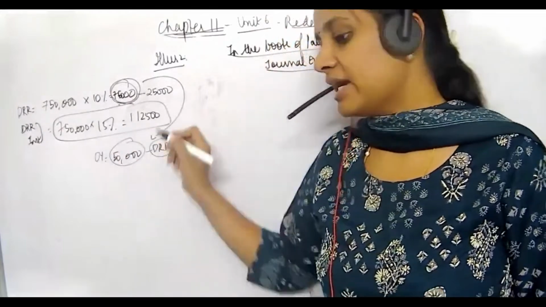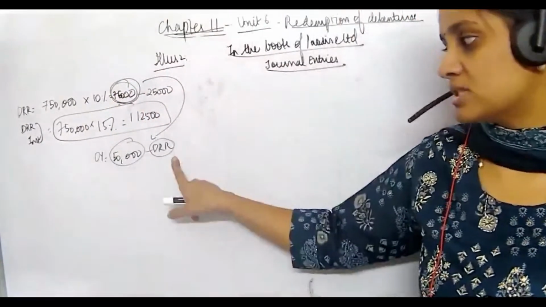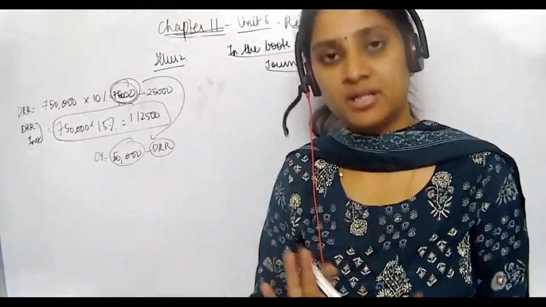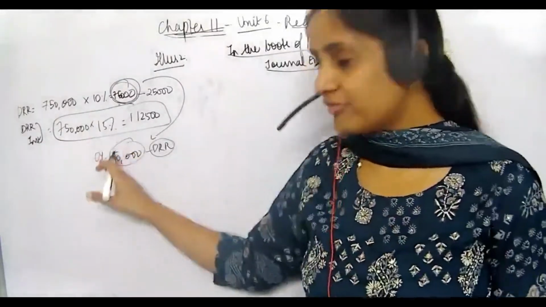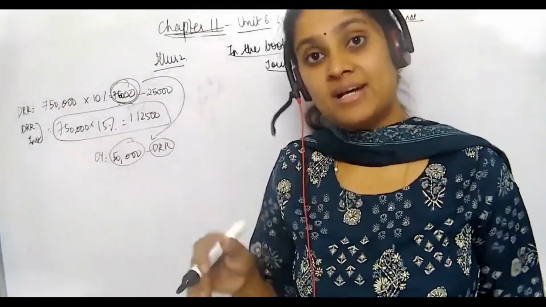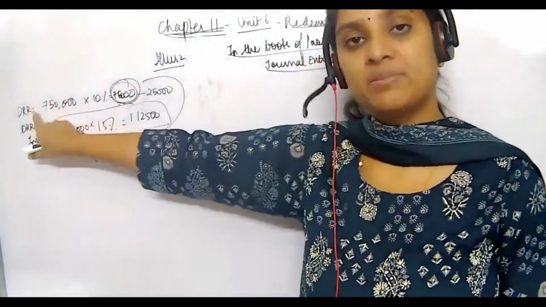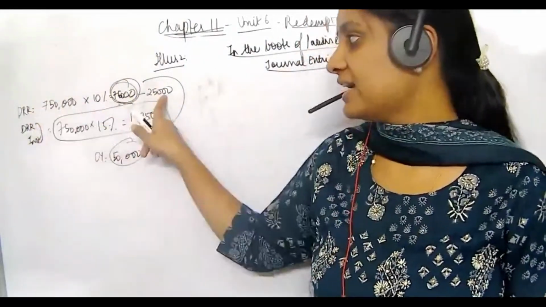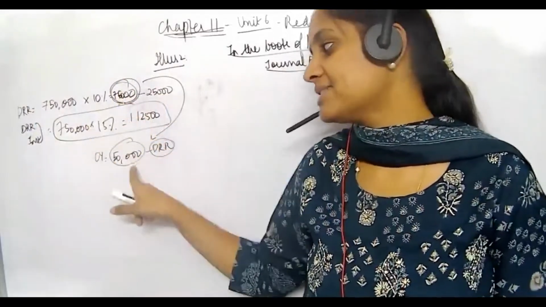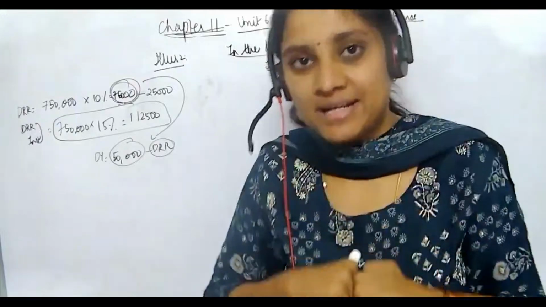What should I do? In the current year, I should transfer 50,000 to my DRR. That's all. The point that you people need to understand is, if you have not created it, then you should create it in the current year. But here there are already balances. So for the DRR, debenture redemption reserve, we have 25,000 as opening balance. So the extra 50,000, I will create now. I will pass an entry now.